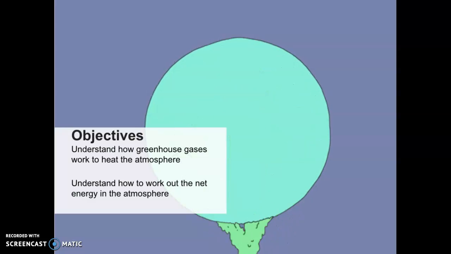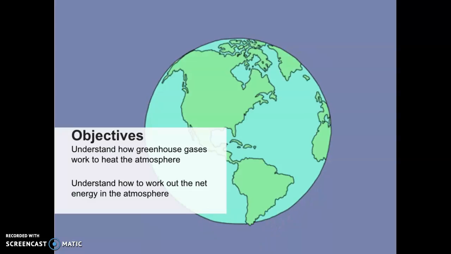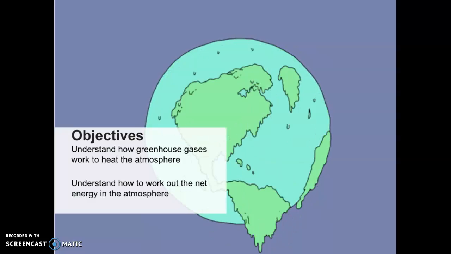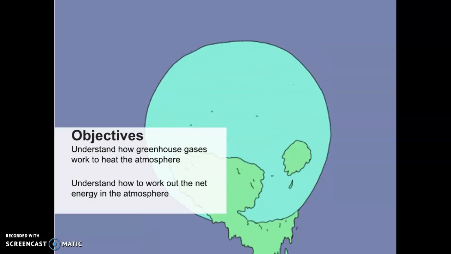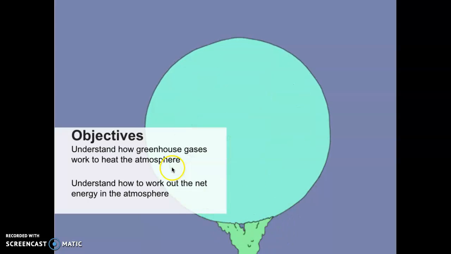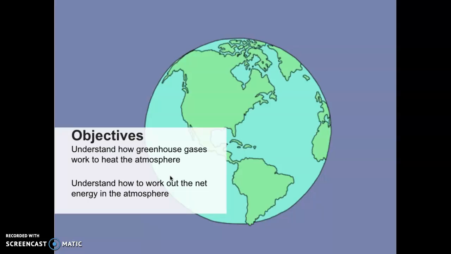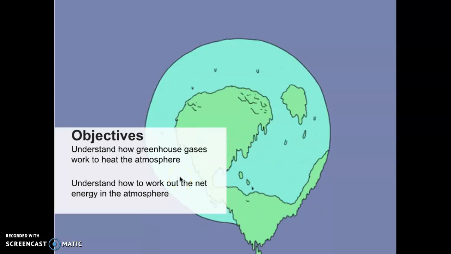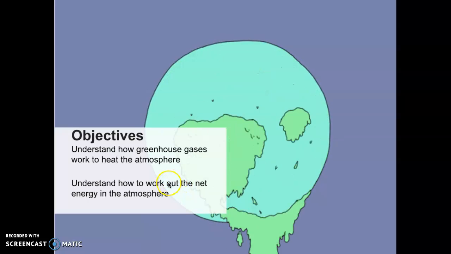Hi everyone. So we're in the last section of topic 8, which is the greenhouse effect, and we're going to start with something called the climate balance model. We're going to look at how greenhouse gases work to heat the atmosphere. In order to do that, we need to work out how the temperature of the atmosphere is controlled and balanced. So we're going to be looking at a climate control model.